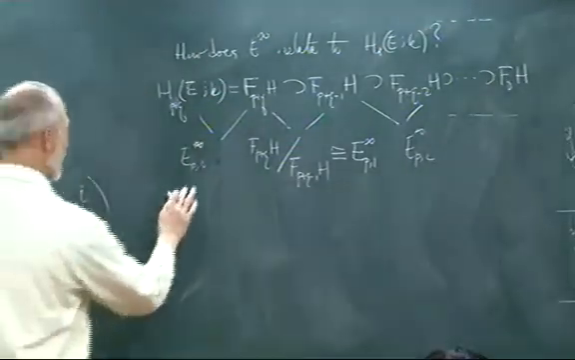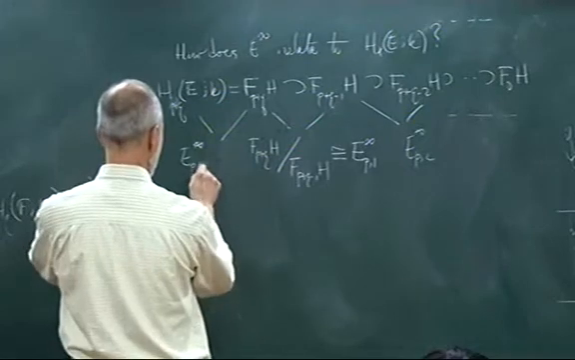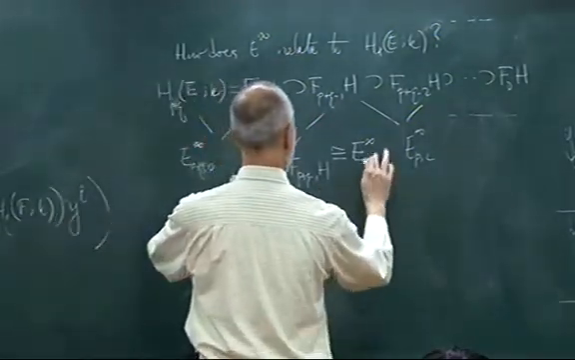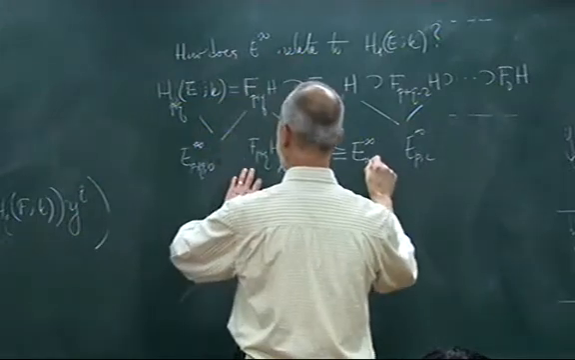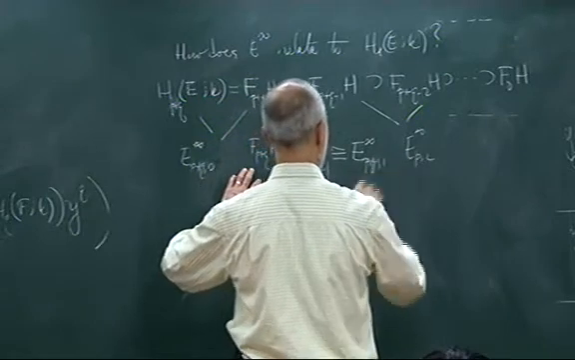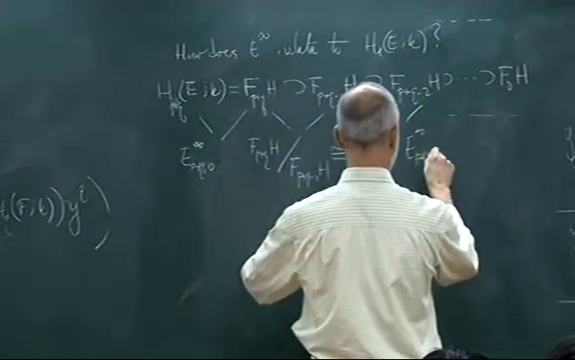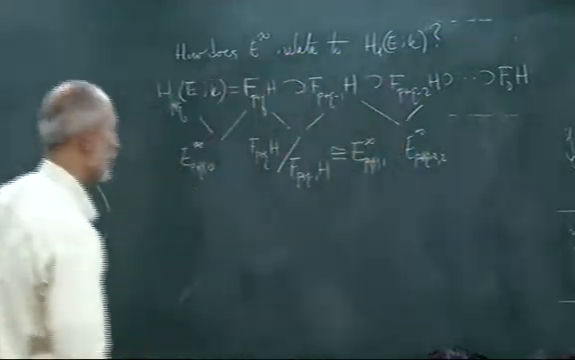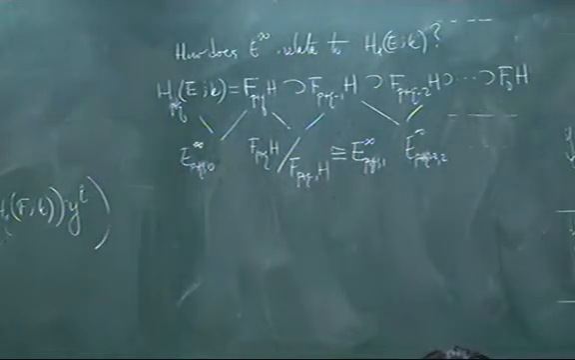Oh, I'm sorry, this is not right. This is E_{P+Q,0}, and this is E_{P+Q-1,1}. This is E_{P+Q-2,2}, on down like that. There we go. That's correct.